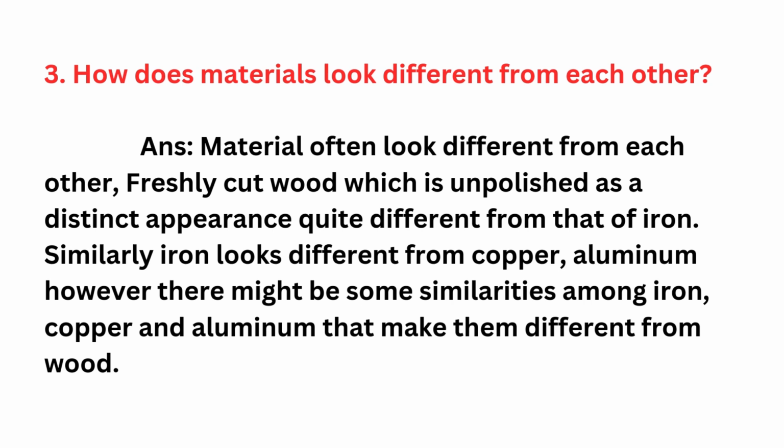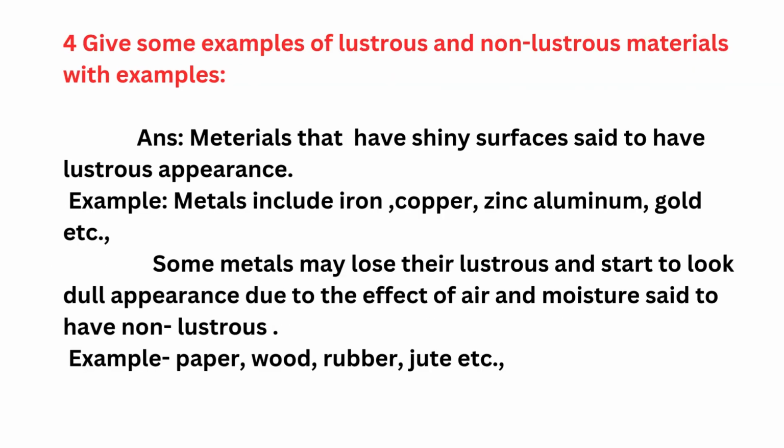Question number 4, give some examples of lustrous and non-lustrous materials. Answer: materials that have shiny surfaces are said to have a lustrous appearance. Examples: metals include iron, copper, zinc, aluminium, gold, etc. Some metals may lose their lustre and start to look dull due to the effect of air and moisture. Materials that are dull are said to be non-lustrous. Examples: paper, wood, rubber, jute, etc.